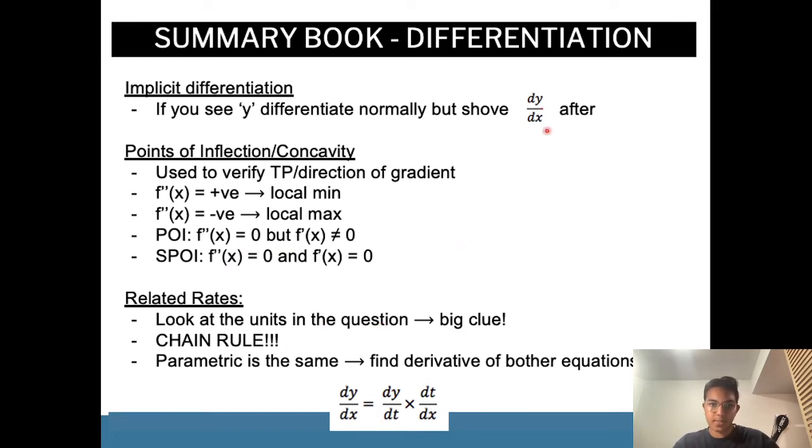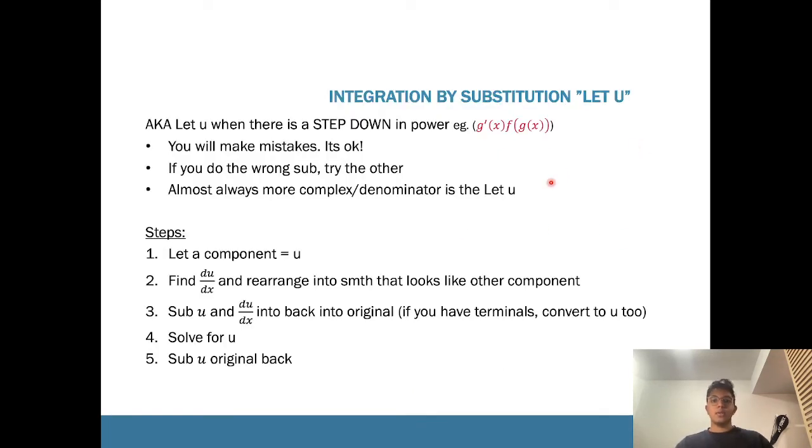And related rates, definitely use chain rule. Chain rule is your biggest helper when it comes to related rates, simply because you're basically using two different rates and you're trying to relate them. But yeah, so all of this, chuck it in your summary book, I'd say. Okay, U subs, or substitution by let U.